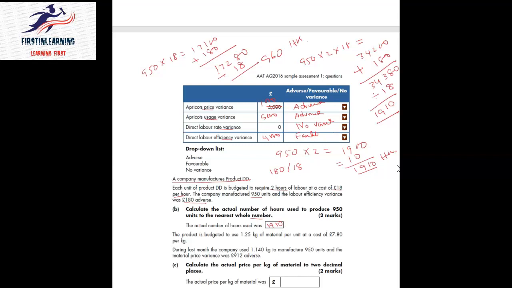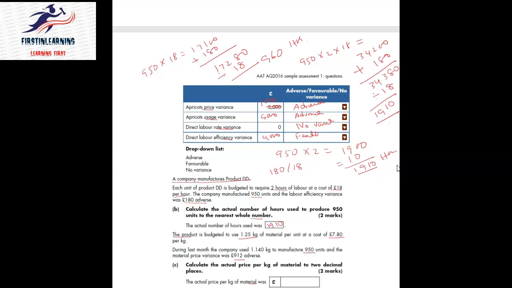Let's move to the next question. The product is budgeted to use 1.25 kilo of material per unit at a cost of 7.80 per kilo. During last month, the company used 1,140 kilo to manufacture 950 units, and the material price variance was 912 adverse. They're asking what the actual price per kilo was.